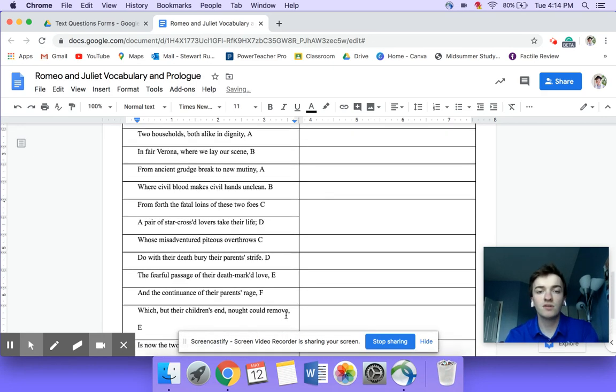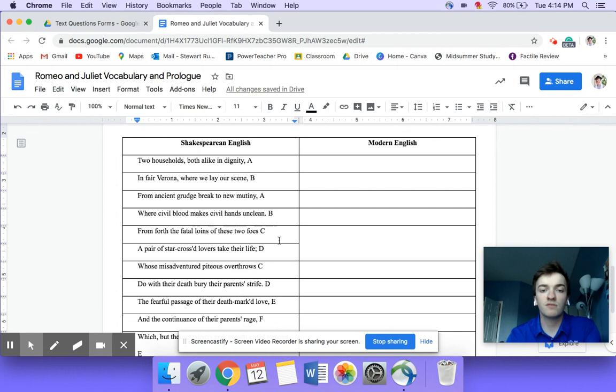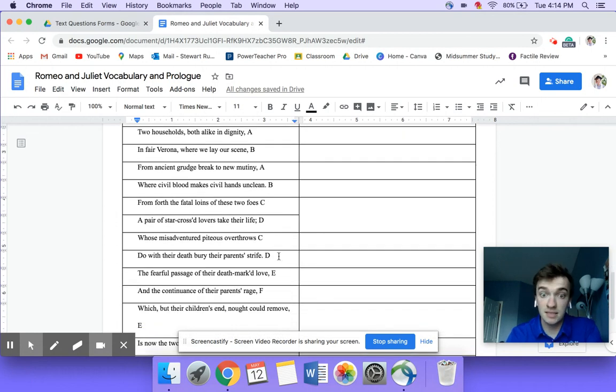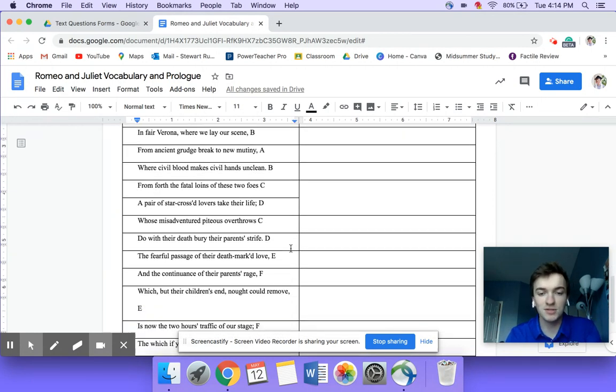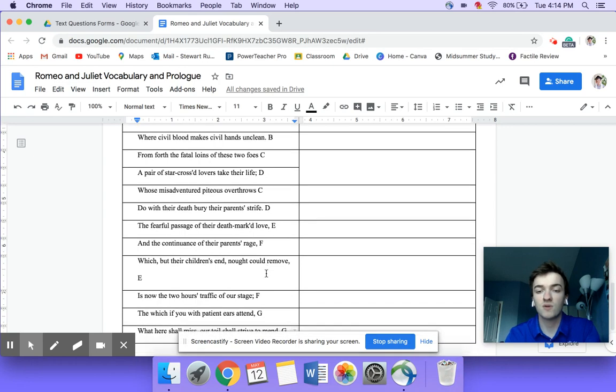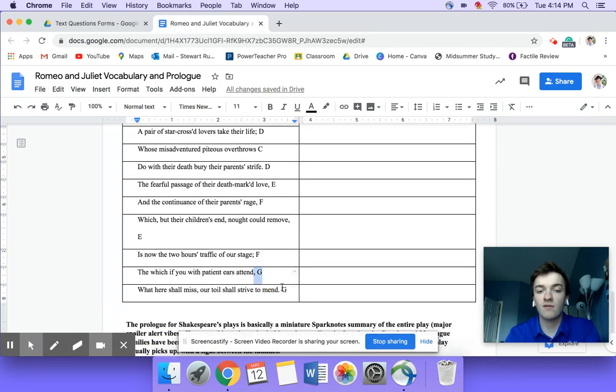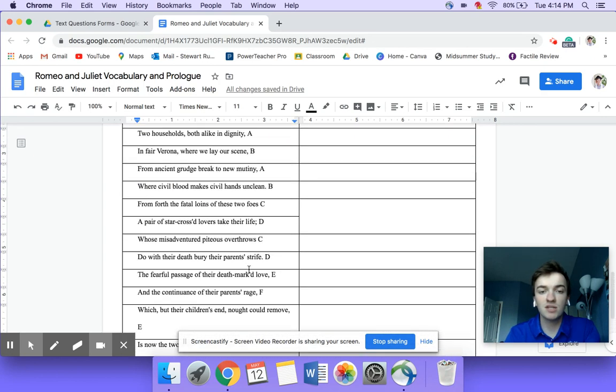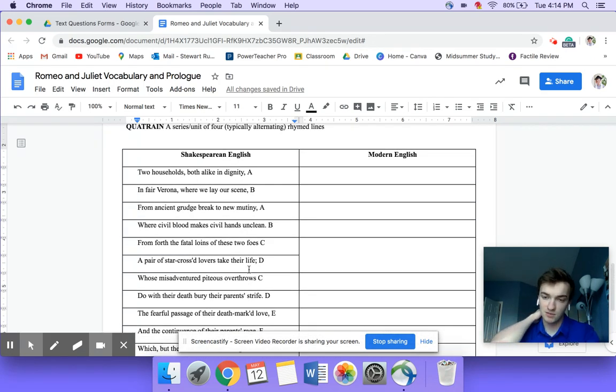So these first three, the ABAB, is our first quatrain. CDCD is our next quatrain, and EFEF is our next quatrain. And then the one at the end is going to be our rhyming couplet, which we will look at in just a second. Okay, so that is our rhyme scheme. I want you to keep in mind that he has written a sonnet to open up Romeo and Juliet.